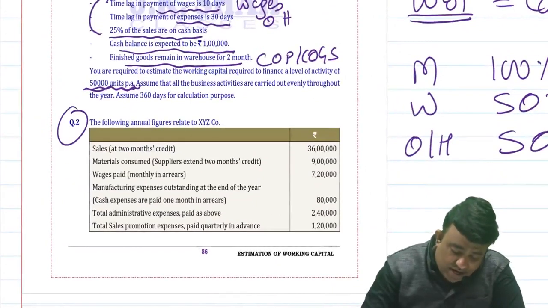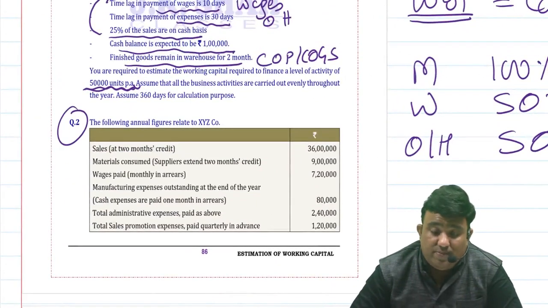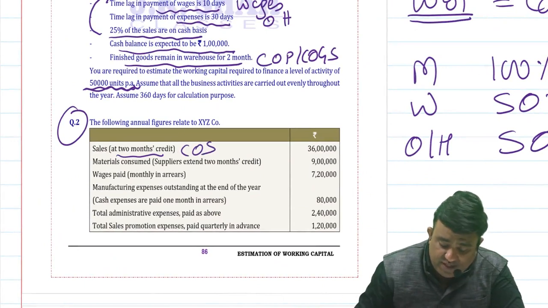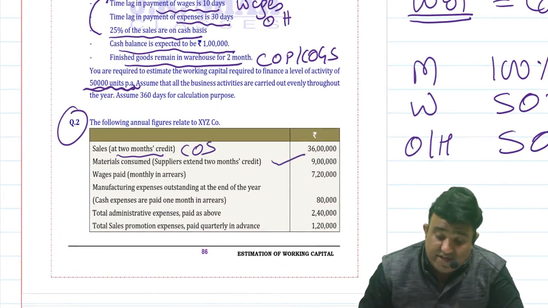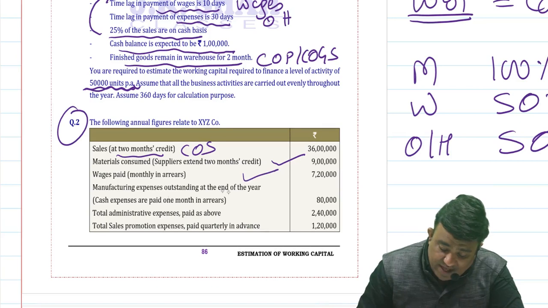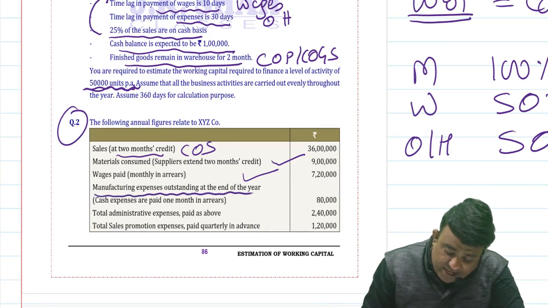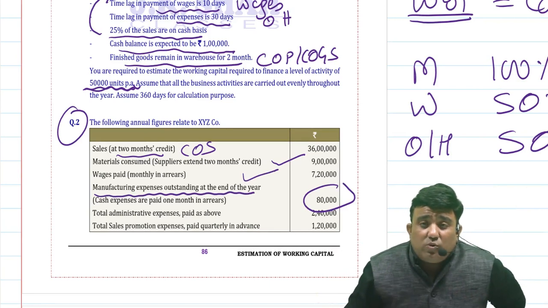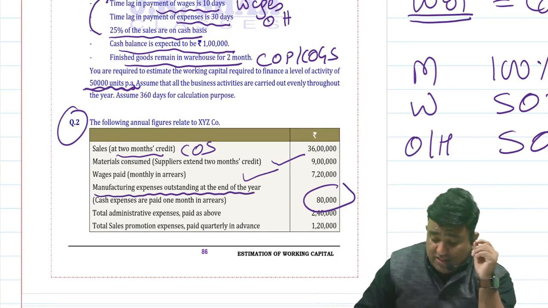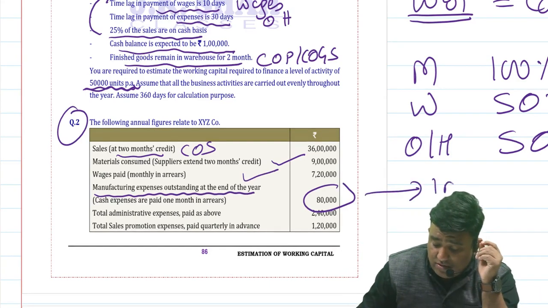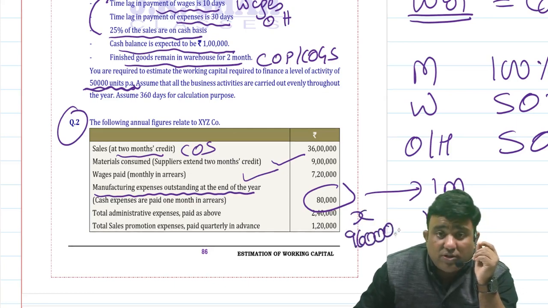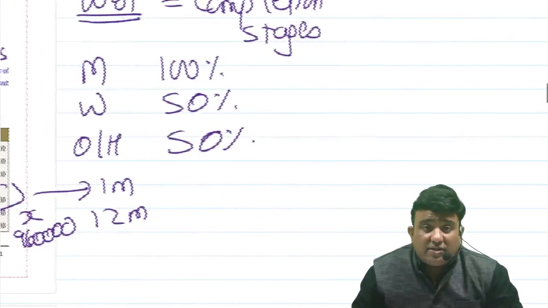In question two, again a very important short example. Sales is given at 2 months credit, but again debtors are based on cost of sales. Material 2 months, that is, creditors 2 months. Outstanding wages. The big point is manufacturing expense. Outstanding is given as 80,000, student, and mind well, this 80,000 is for 1 month. So for 12 months, this is going to be 960,000, students. This is 960,000.